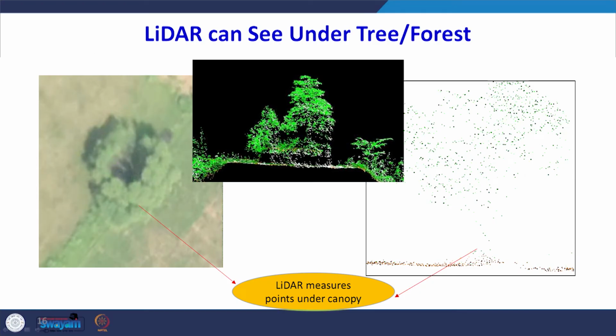So that is the example here: there is an actual photograph of the ground and there are LiDAR measurements that have been taken, and this is the actual scenario of the data. So one can see the tree structure, the height of the tree, and along with that the ground is also seen.